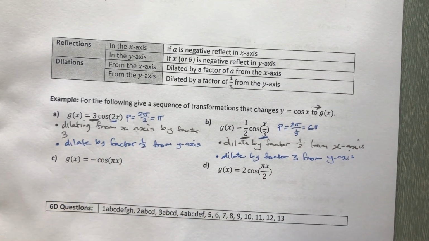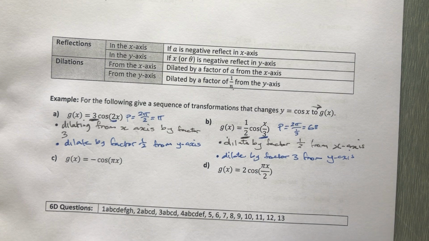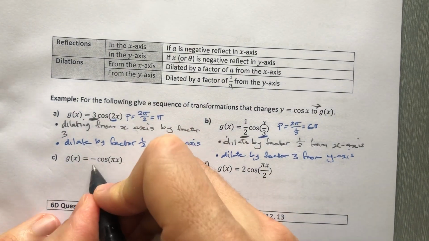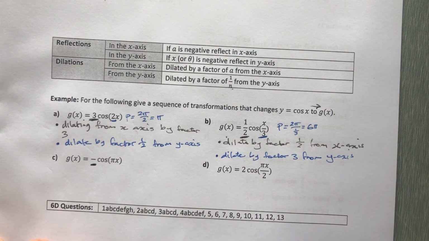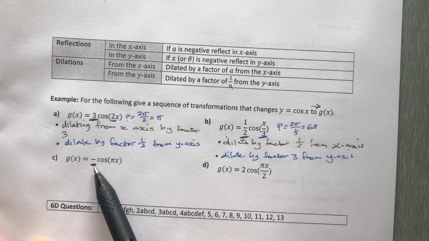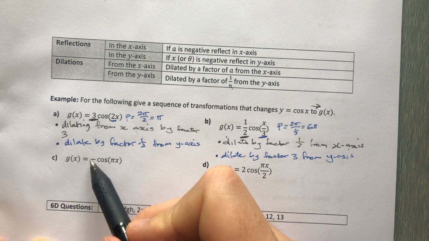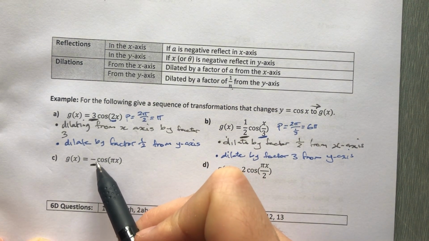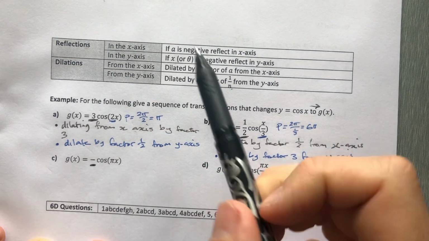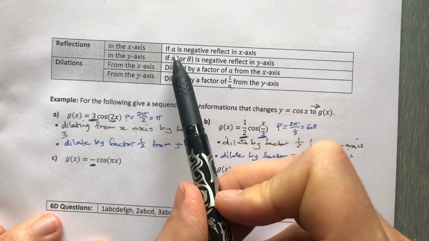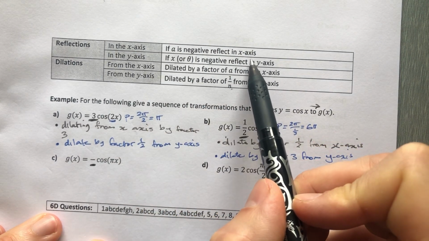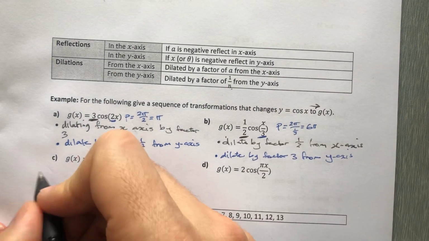Alright, now this one here is the first one that we have that has any kind of reflection. See how there's a negative just here? Let's see what that negative actually does. Now this is our A value here, isn't it? So our A value would be -1. Let's go up and have a look at reflections. If A is negative, we're reflecting in the x-axis. Awesome, easy. We just need to write that down.